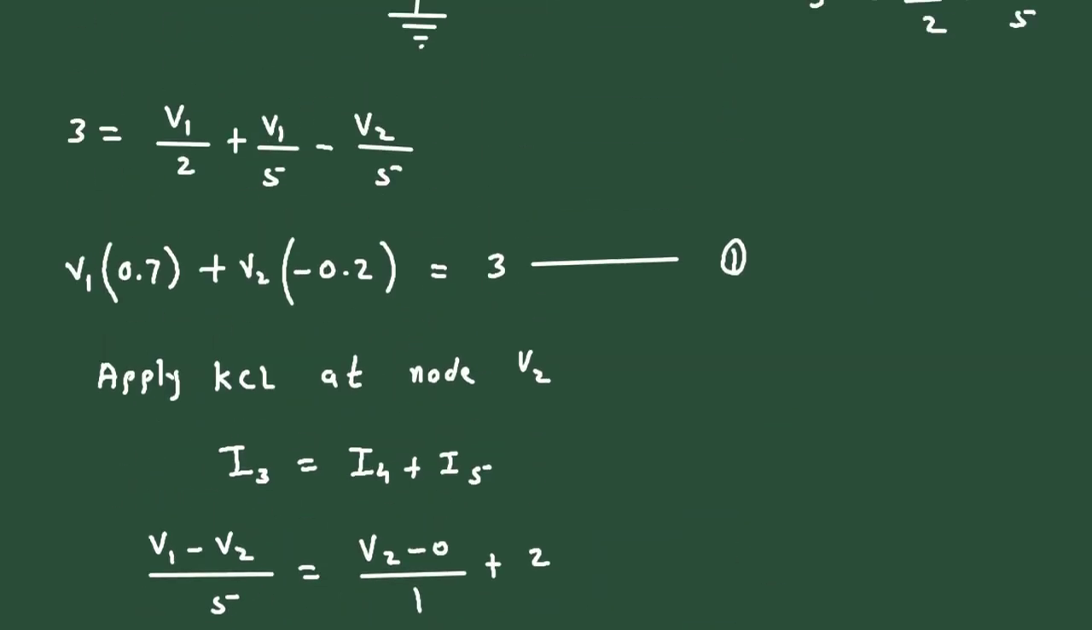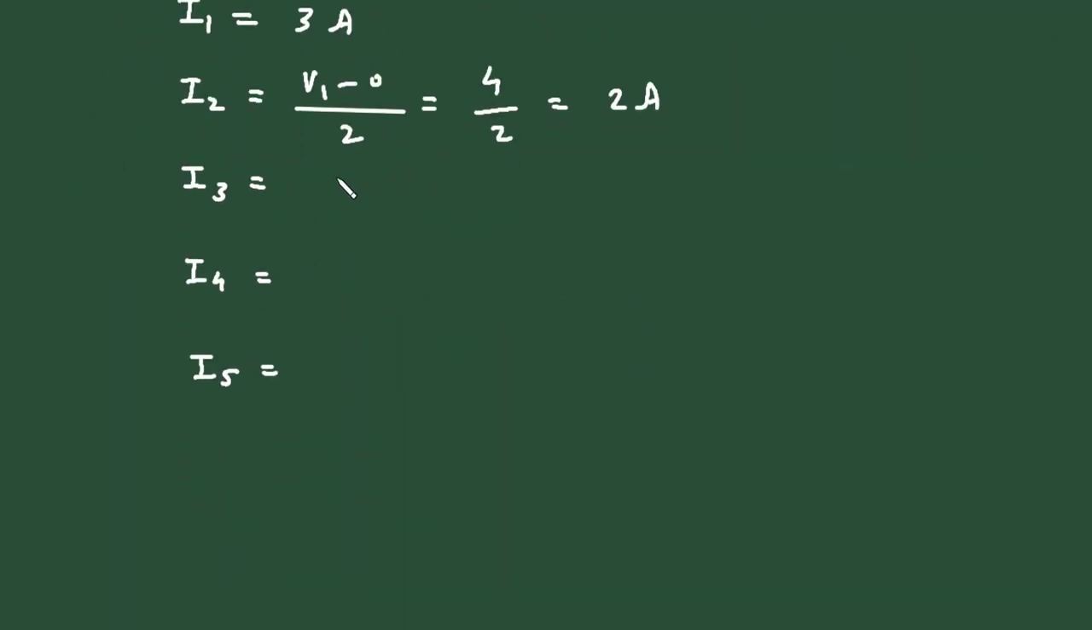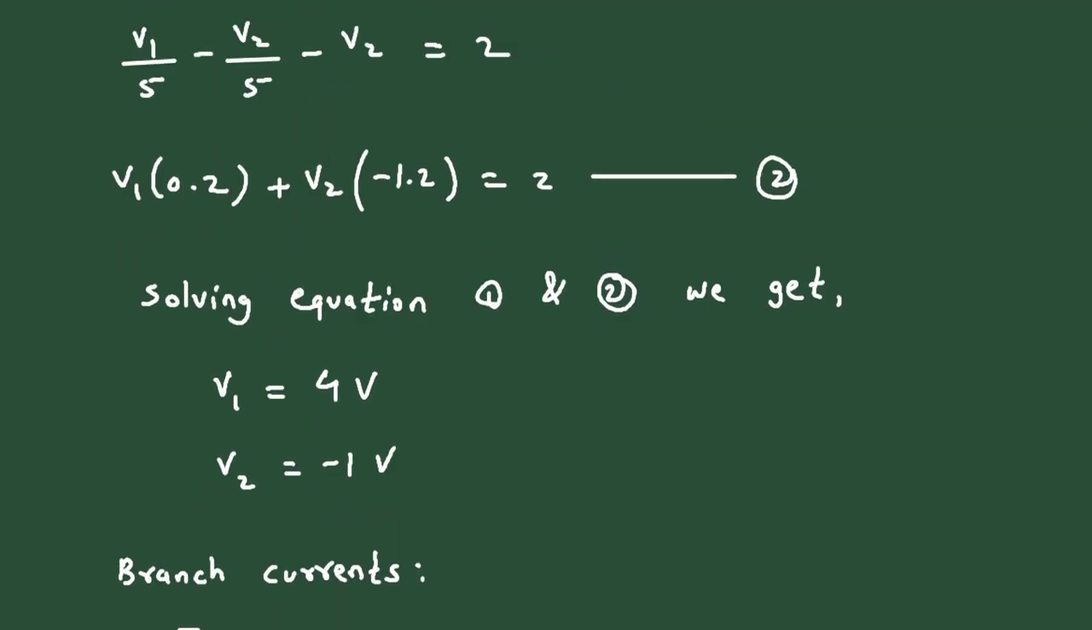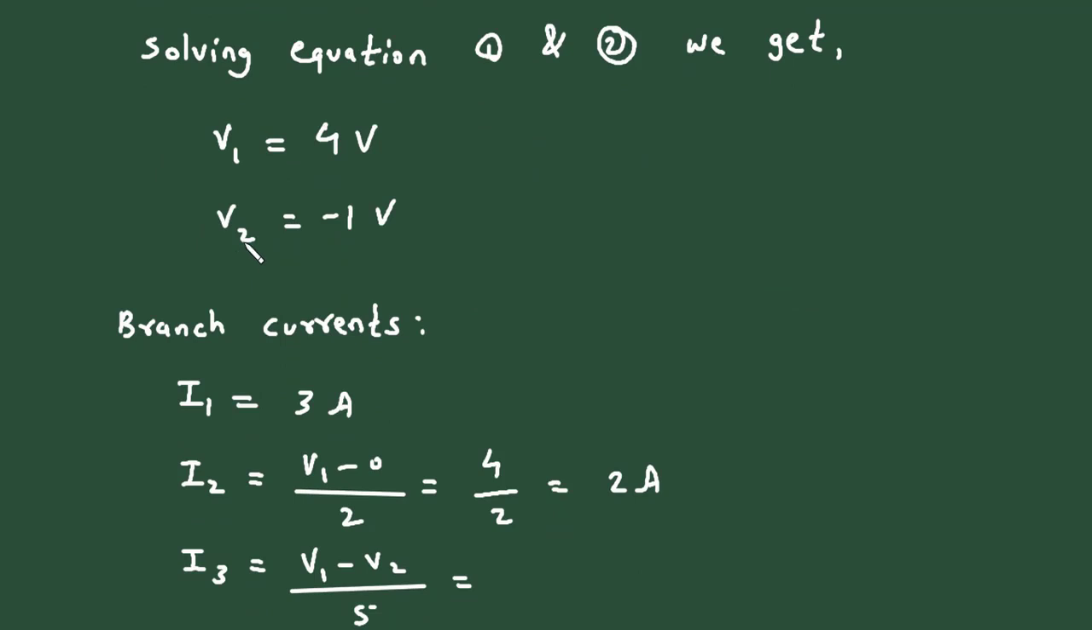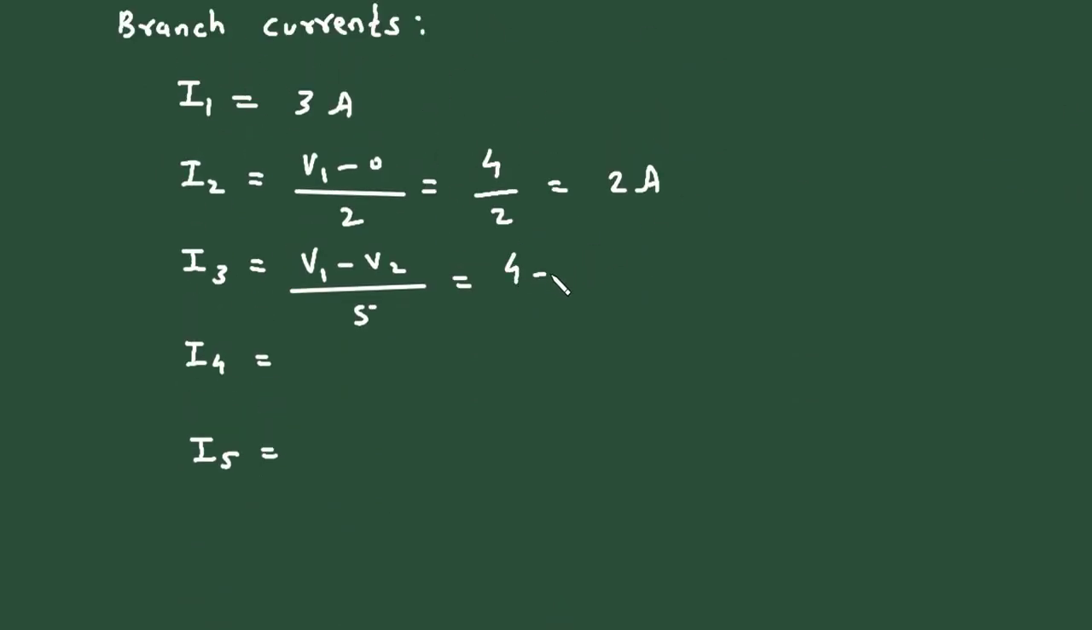Then I3. I3 is V1 minus V2 divided by 5. The value of V1 is 4 and the value of V2 is minus 1. So 4 minus minus 1 divided by 5, so it will be 5 divided by 5. So 5 by 5 is 1 ampere.